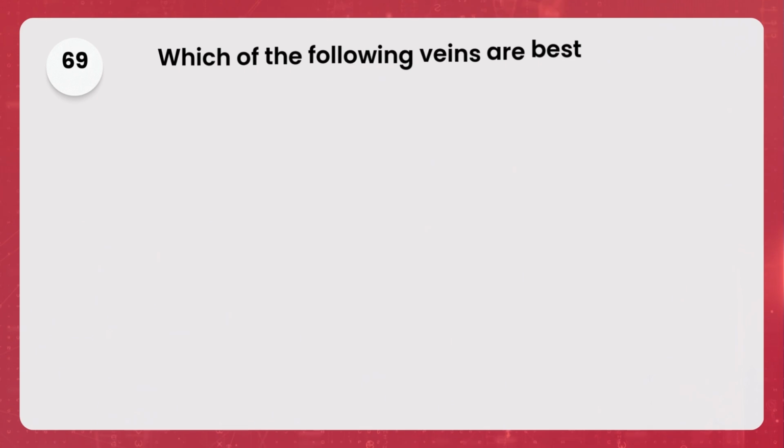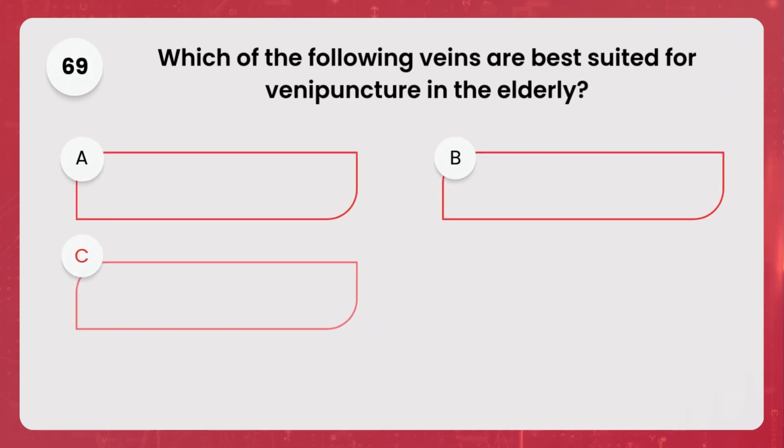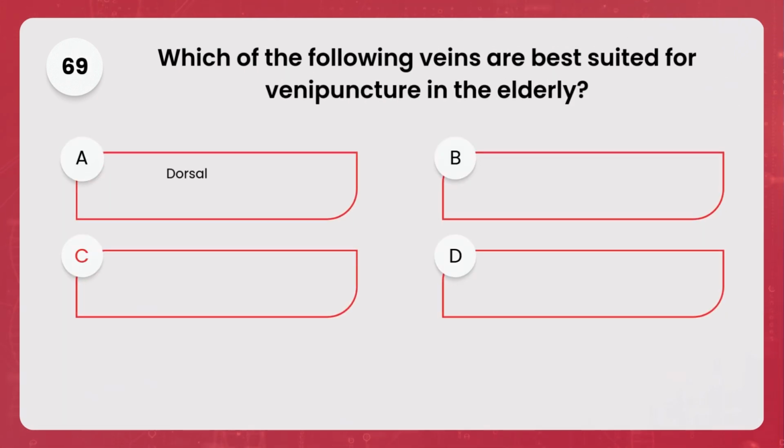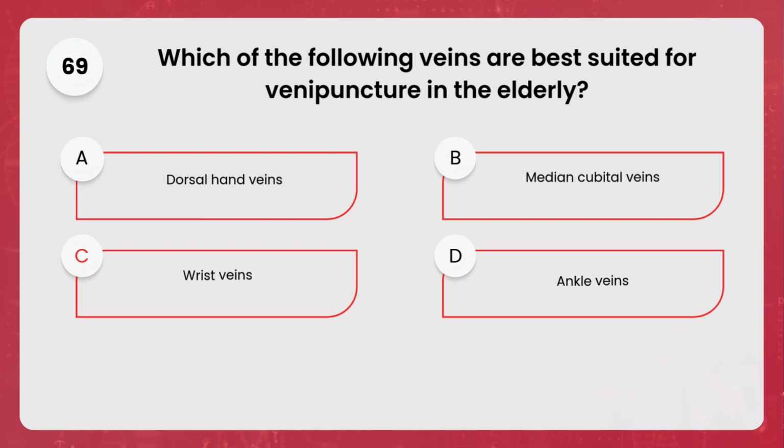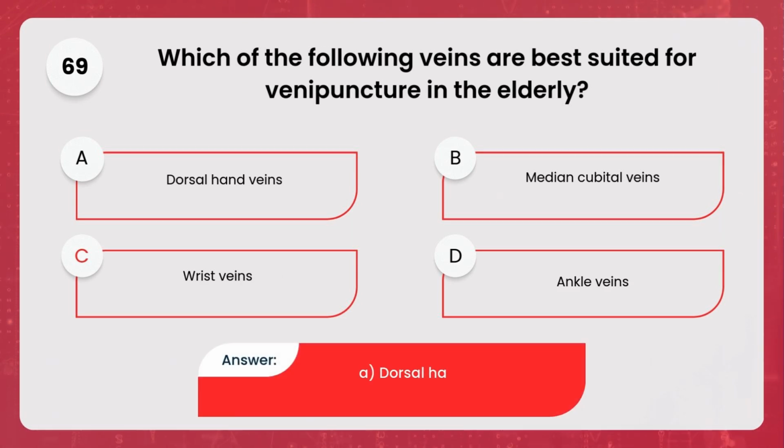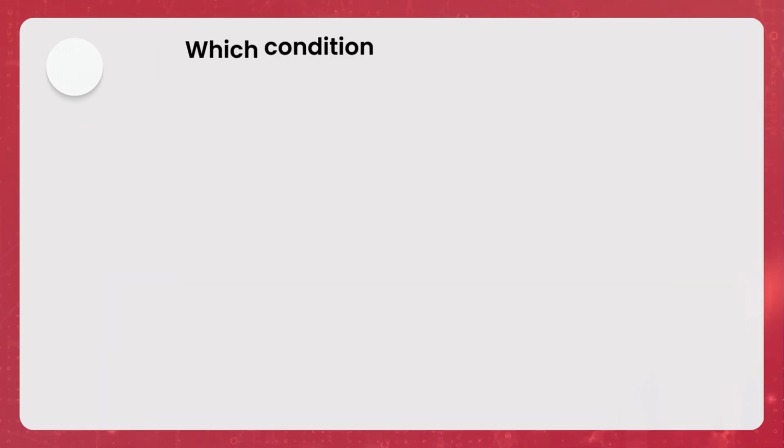Number 69. Which of the following veins are best suited for venipuncture in the elderly? A. Dorsal hand veins. B. Median cubital veins. C. Wrist veins. Or D. Ankle veins. The answer is A. Dorsal hand veins.